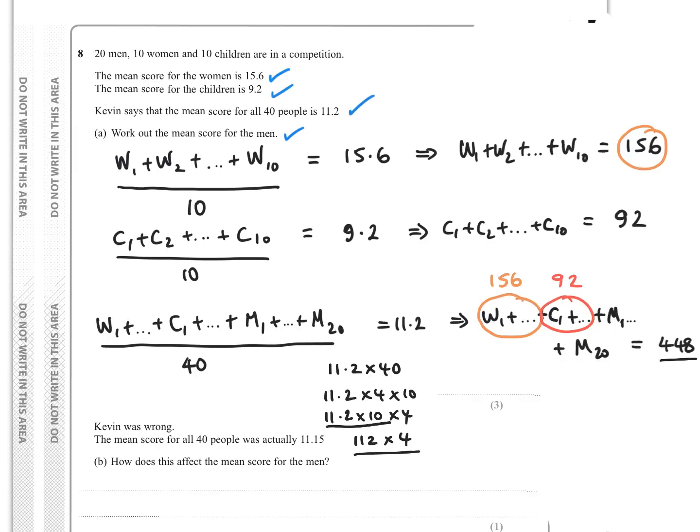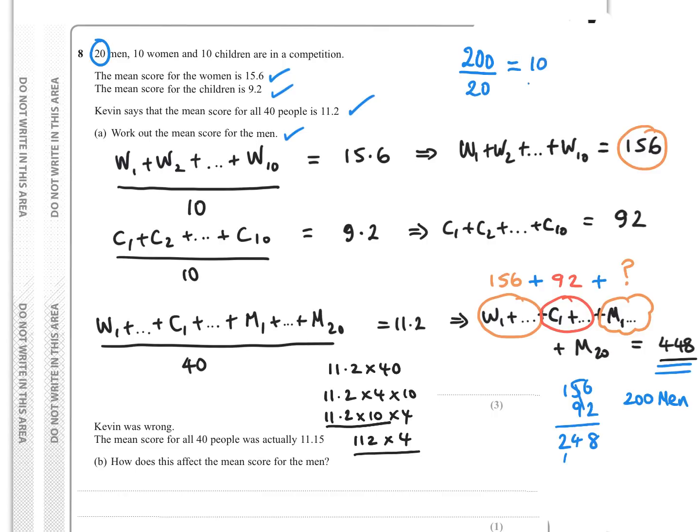So to do that, we just have to work out, well, how many men were there? Well, that's an unknown here, so we don't know that just now. But we know that 156 plus 92 plus what we're trying to find out is 448. So if we do 156 and 92, we get 248. So that means there has to be 200 men. So what will the mean for men be? Well, it should be 200 divided by, well, how many were there? 20, and that gives 10. So the mean for men is going to be 10.